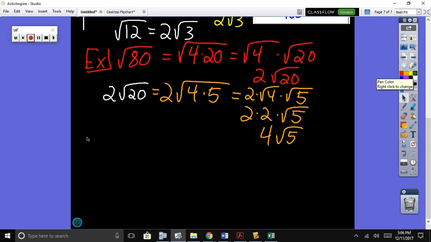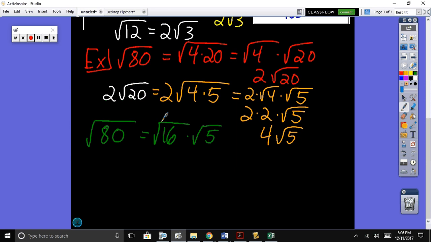So if I want to break square root of 80 up into 2 numbers, let's try 16 and 5. So square root of 16 times square root of 5. Well, square root of 16, we know that to be 4, and we have square root 5. And look at that, we have the same exact answer. Just in this method, it took a lot less work because we were more precise in looking for the biggest perfect square.